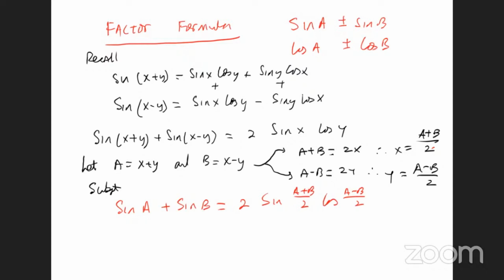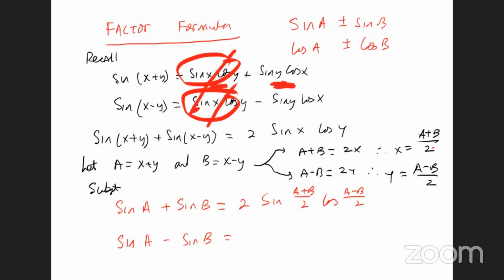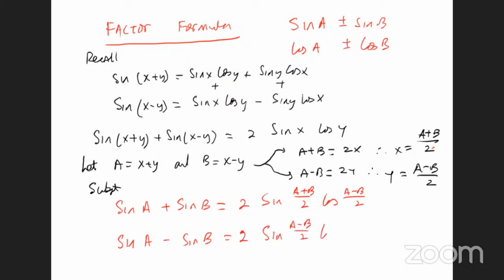Sine A plus sine B. Okay? If you had to guess, what would be sine A minus sine B? If you subtract them instead, in the middle here, these two will cancel and you'll be left with 2 sine y cos x. So your overall formula will now look like this: 2 sine of A minus B on 2, cos of A plus B on 2. Right? So just switch around where x and y is. All right? Copy it down.